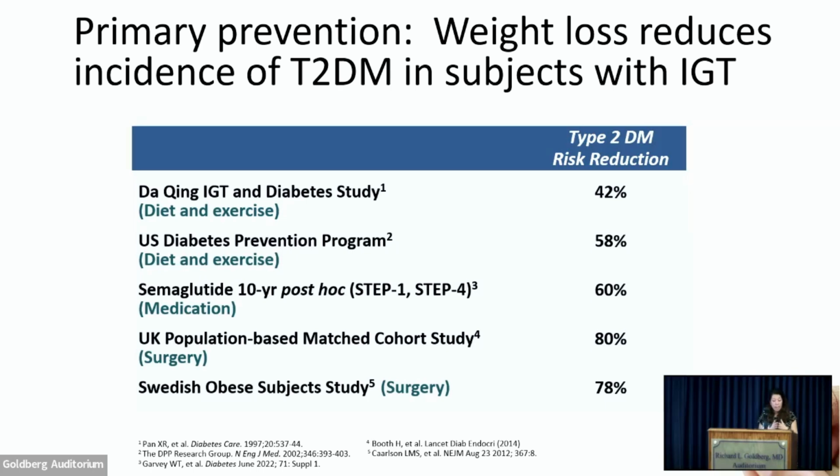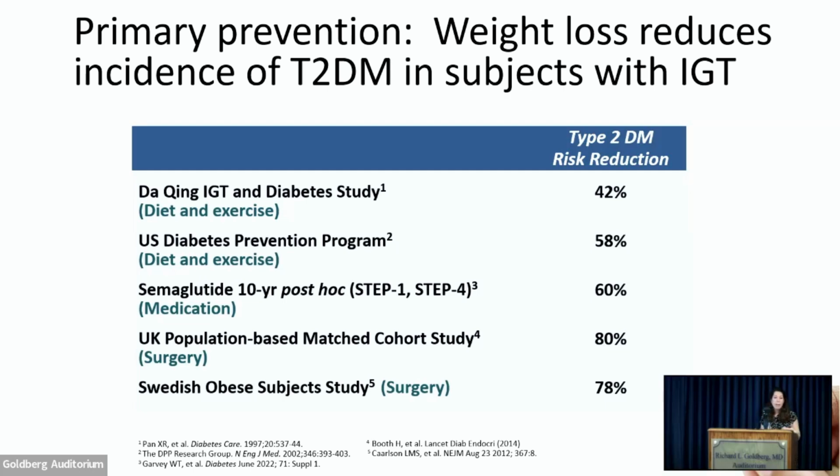We finally got ad hoc data from semaglutide. So I'll talk to you a little bit about that later, but that's our most effective, or one of our most effective, medical therapies that's approved. And when they went back and looked at the 10-year forward data, being on that drug and having significant weight reduction actually reduces your risk of diabetes by about 60%.